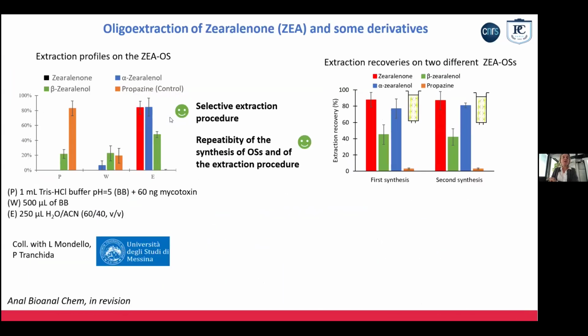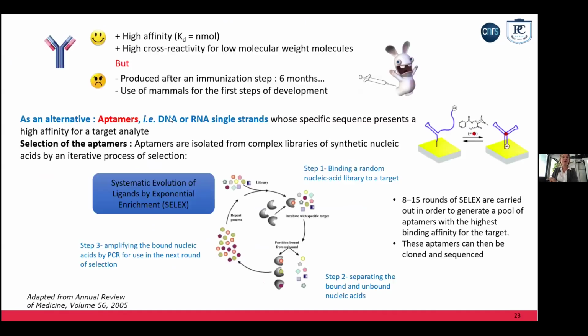When you want to select an aptamer, you just have to buy a huge library and then use your target. This is my target. I take a lot of different DNA sequences, I buy the library on Sigma, I put it with the target, and I will only retain the DNA sequences that have an affinity for my target. But if you do it one time, you still have a lot of DNA sequences. And then there is a system of cycles in which you recover the good sequences.